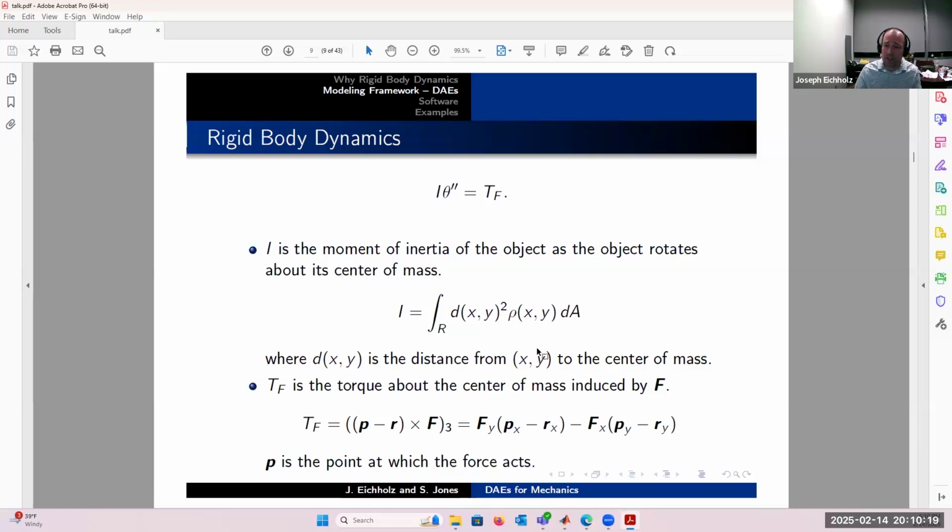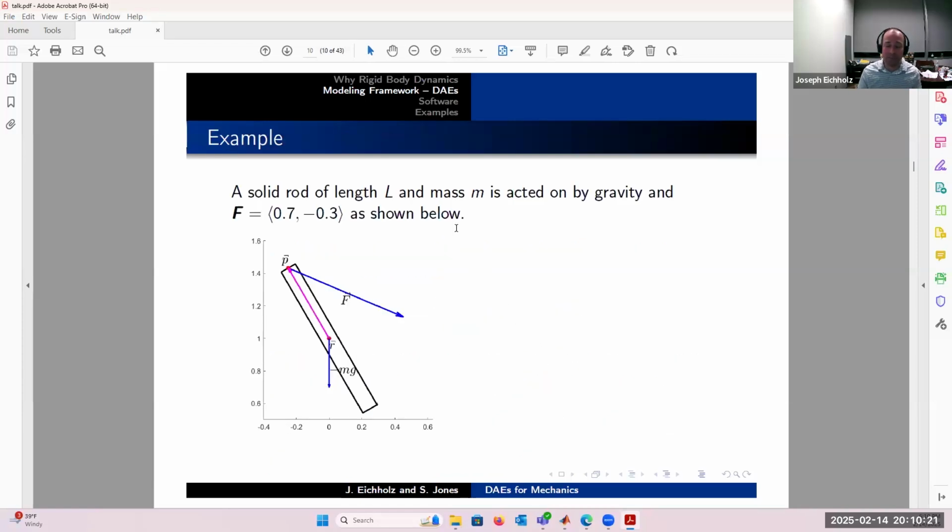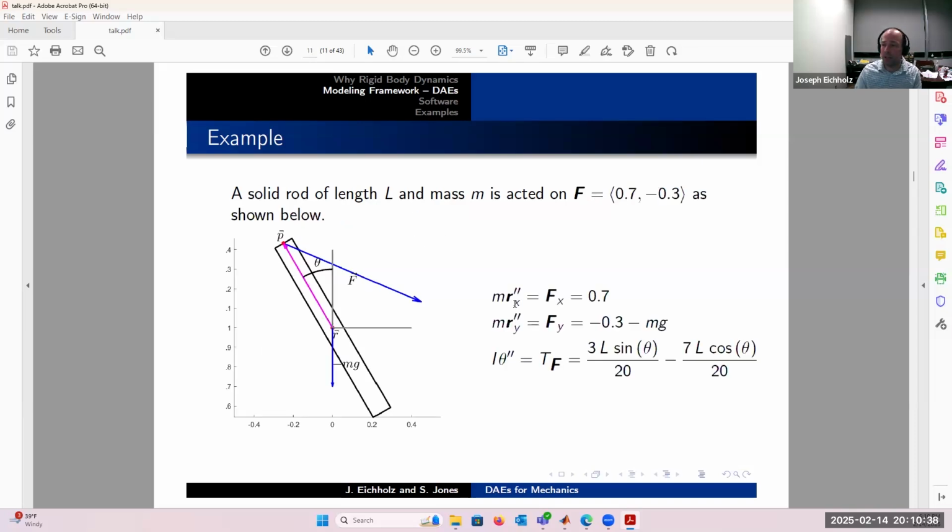And once we have these 2 equations of motion, by the end of class, I'm asking them to write down equations of motion for a solid rod. So I've got a solid rod of length L and mass M, and I say it's acted on by gravity and a known force. The known force is just something that I make up. And I say, what are the equations of motion?